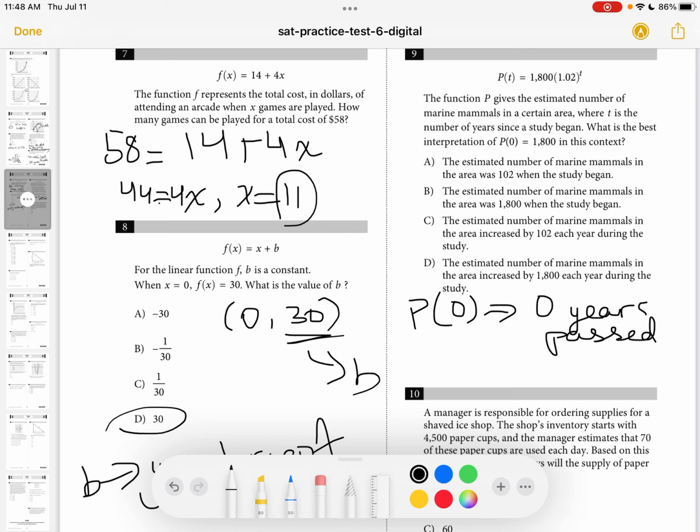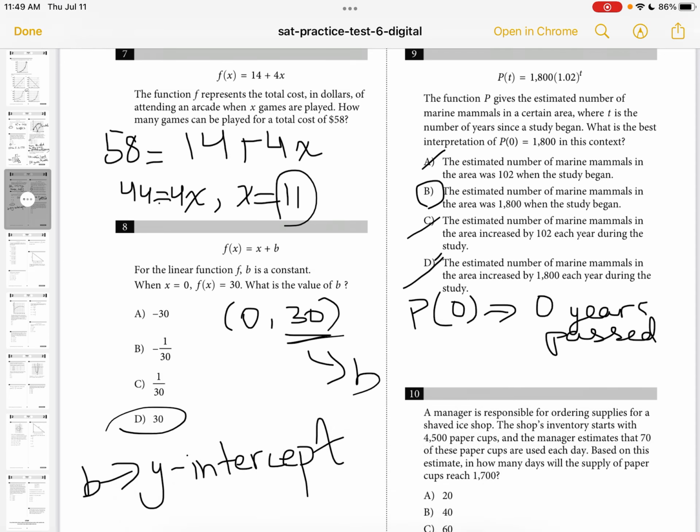Alright, so let's look for an option that tells us that the initial population was 1800. The estimated number of marine mammals was 102 when the study began. No. The estimated number of marine mammals in the area was 1800 when the study began. That looks like it. Let's check everything else. The estimated number of marine mammals increased by 102. No. The estimated number of marine mammals increased by 1800. No. So B is our answer.